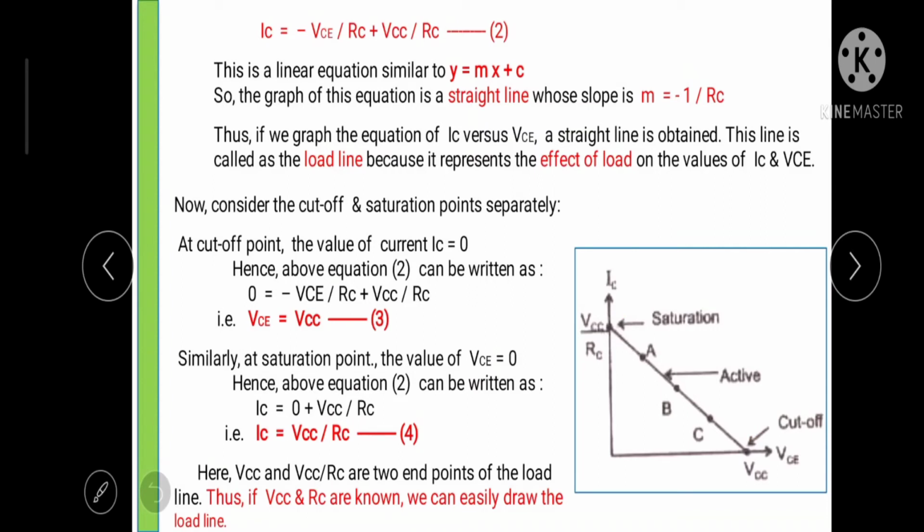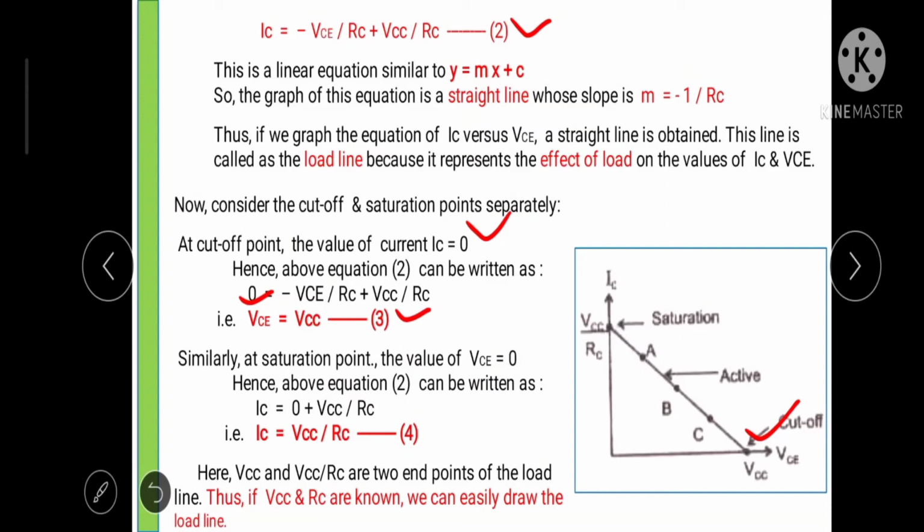Now let's consider the cutoff and saturation points separately. At the cutoff point, the value of current IC is 0. So we substitute IC equals 0 in equation number 2, and we get 0 equals minus VCE upon RC plus VCC upon RC. By rearranging these terms, we get VCE equals VCC. Let's take this as equation number 3.